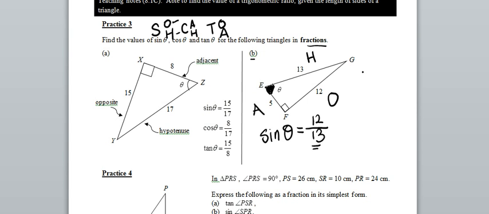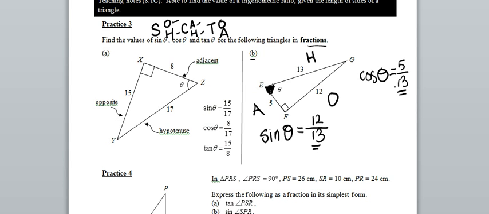Next, what is cosine theta? Cos theta is given by the ratio CAH, which means adjacent over hypotenuse. Where is the adjacent in this case? We have our adjacent to be 5. So adjacent over the hypotenuse. Where's the hypotenuse? Value 13. And in this case, they want the value in fractions, so we can leave this as our answer.